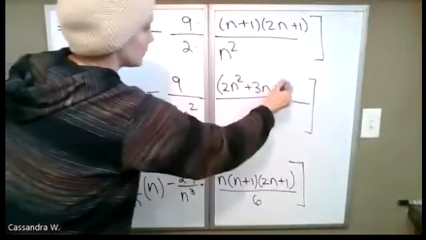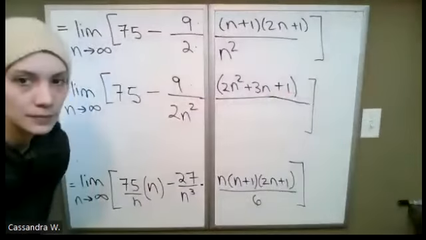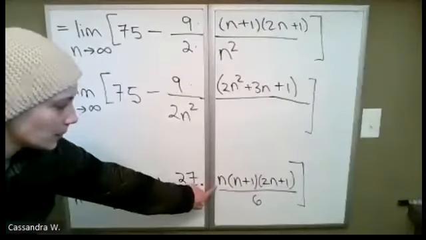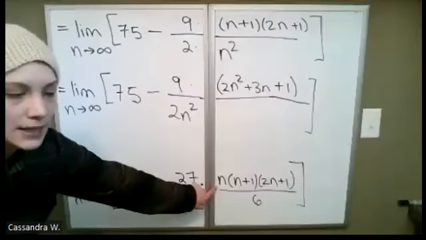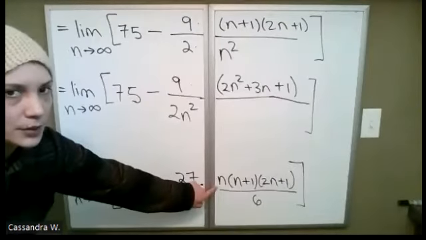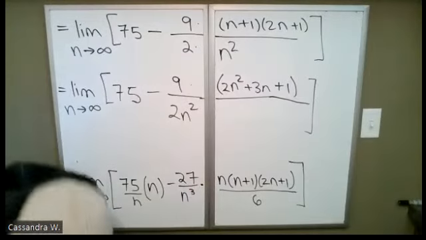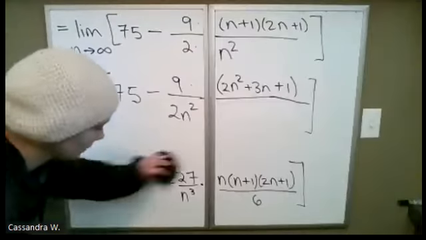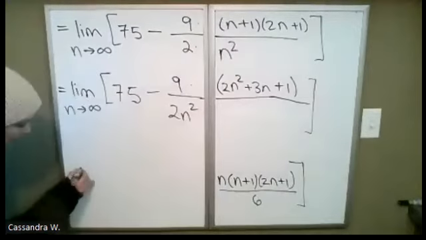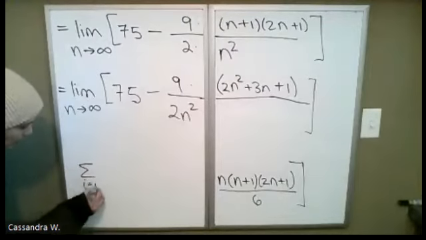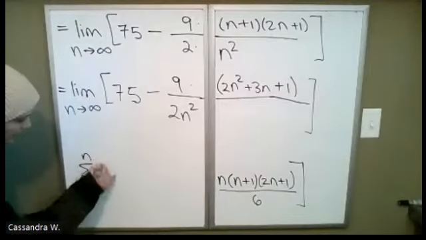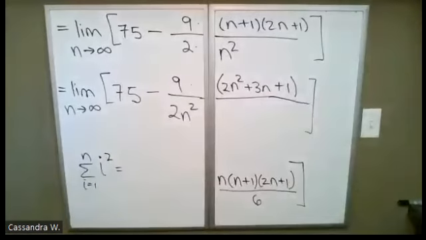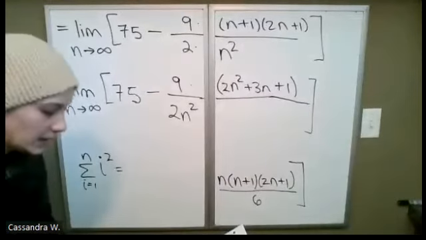Professor, where did you get the n, n plus 1, and 2n plus 1 from, by the way? That is a rule for sums. It's rule number 5, which I can write down. It's the sum from i equals 1 to n of i squared. And then I'm just going to double check that I use the right one. n times n plus 1.